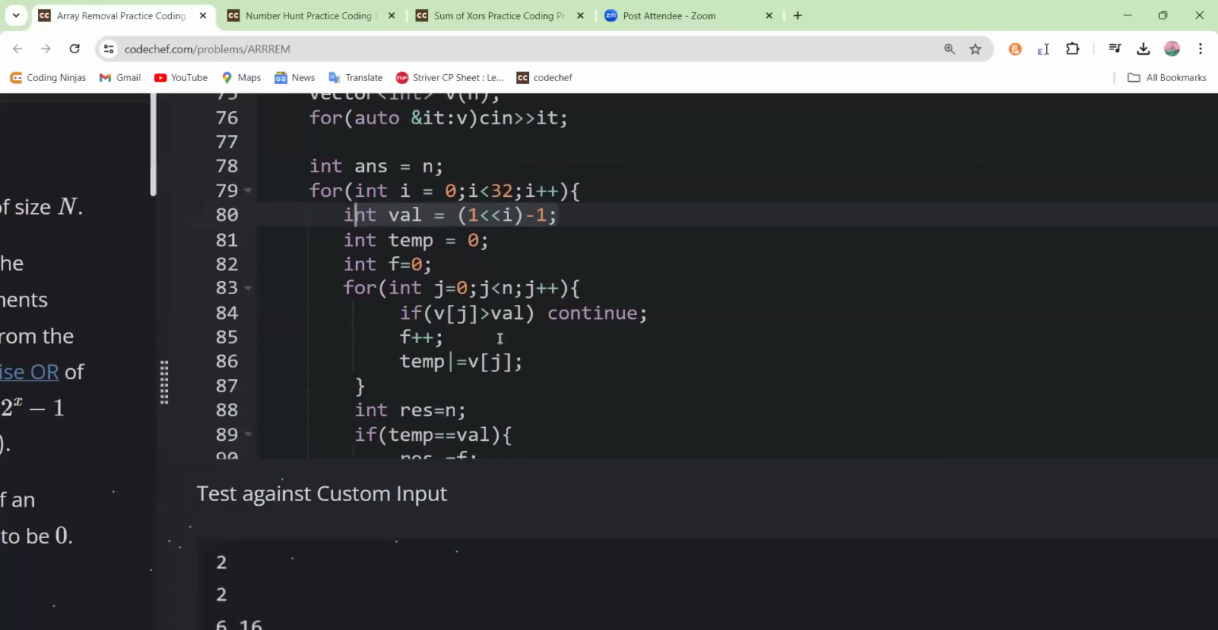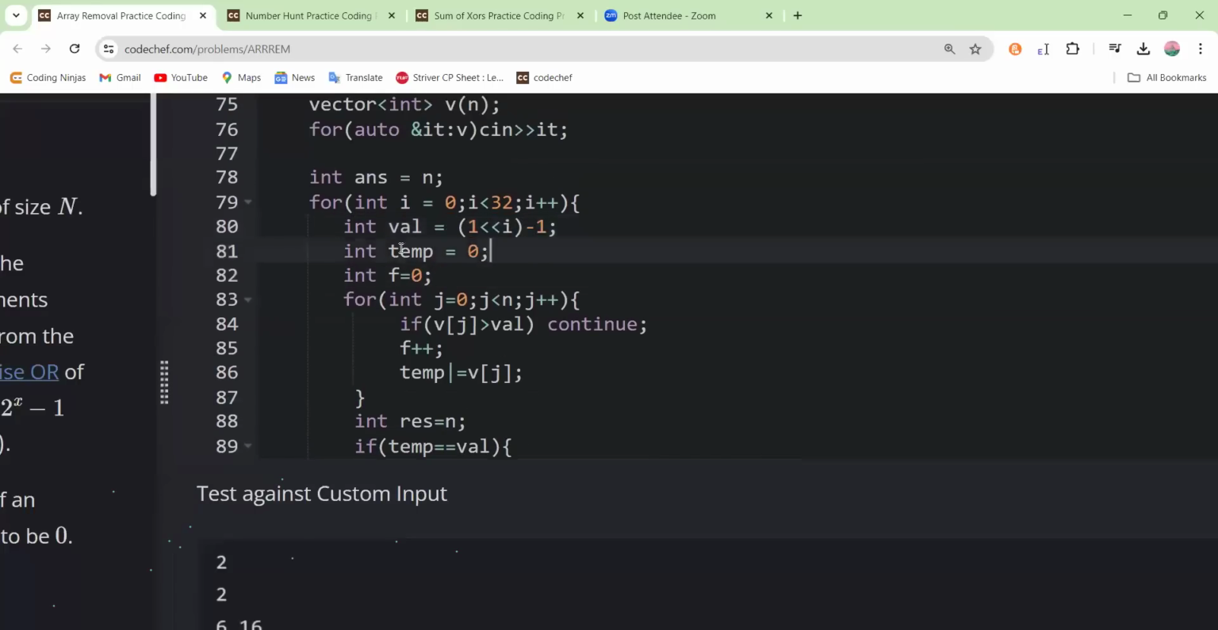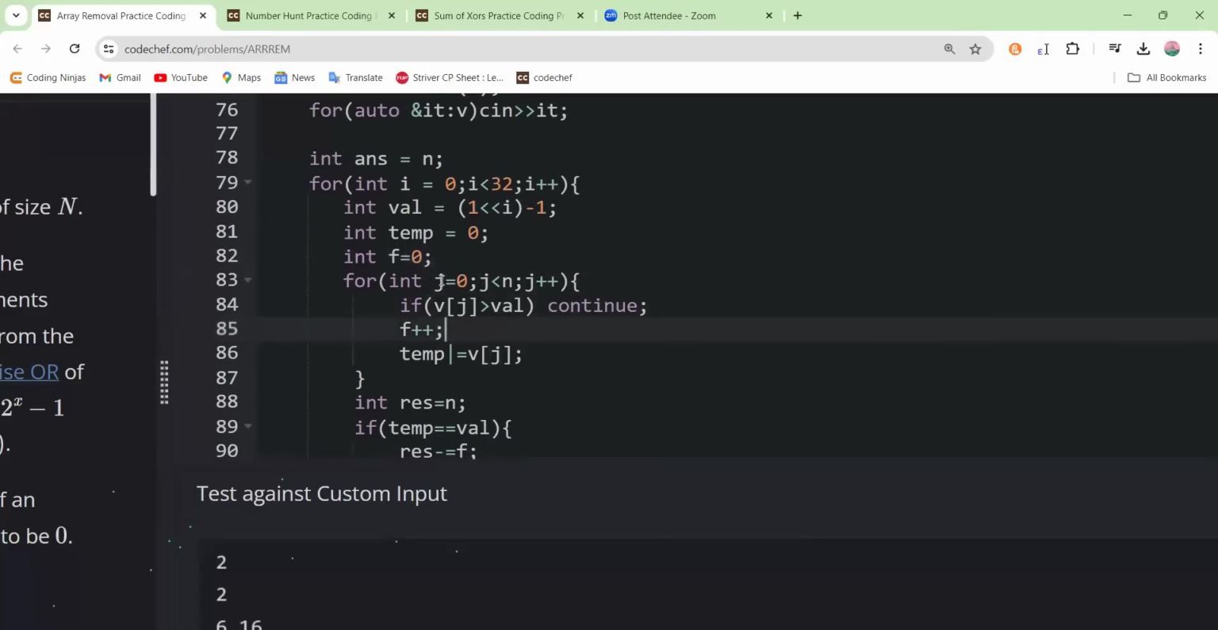Now I kept one temp variable, initialized to 0. In this we will keep the result of the OR of all the elements that we are taking. I also initialized f equals 0, which implies the number of numbers that we are taking. Now I went through each of the numbers. If a particular number is greater than the value that we are looking for, we know that we can't take this number, so in that case, simply continue. Otherwise, we are taking that number, that is, increasing the count of f. And since we are taking that number, we do an OR operation with it, so in temp we will store temp or equals that particular number.